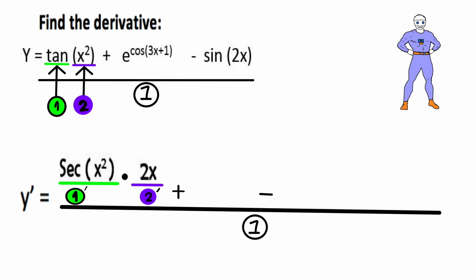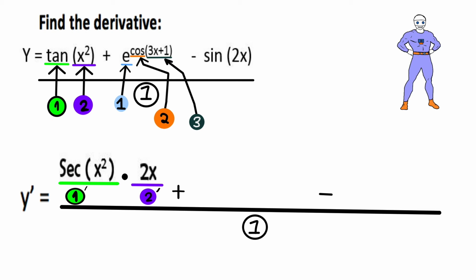For e^(cosine 3x plus 1), we do the same thing we just did. So we first label the outermost function 1, in this case e. And then we label cosine 2. And then we label 3x plus 1, 3. Notice how there's a plus in between 3x plus 1, so they have to be all together. That's why we label the whole thing 3.